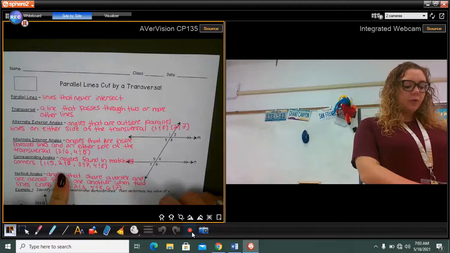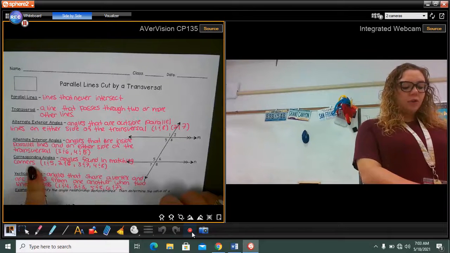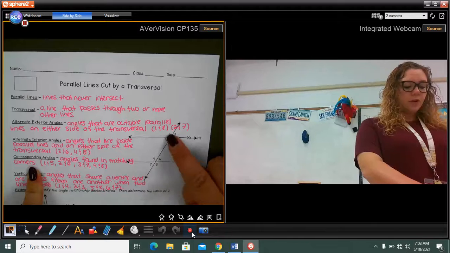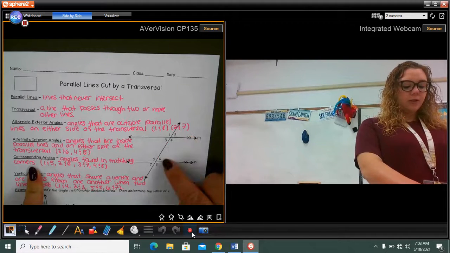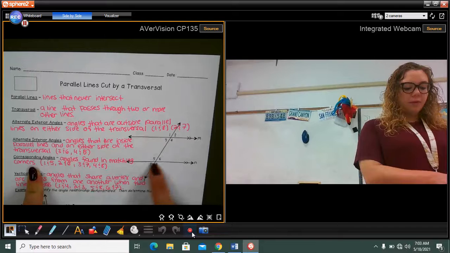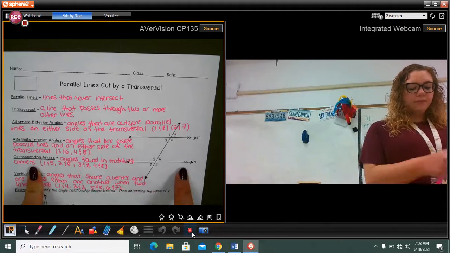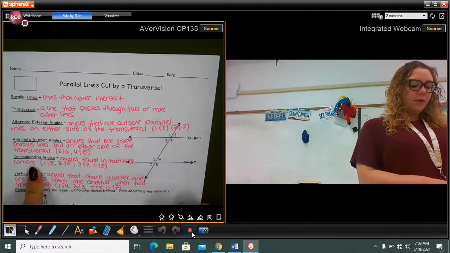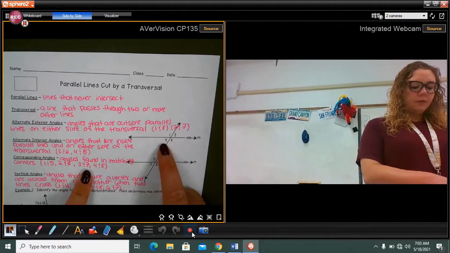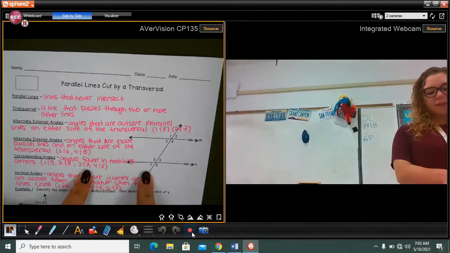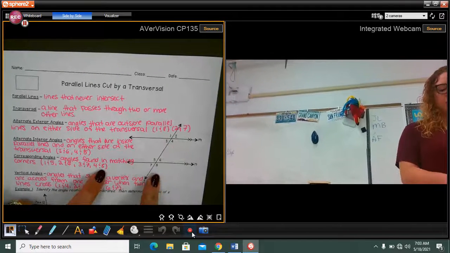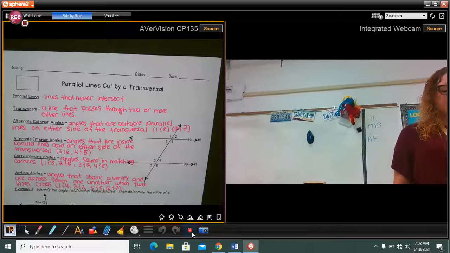Corresponding angles are found in matching corners. So this corner matches with this one, so those two will be congruent. 2 and 6 are congruent. They're both on top of their line, and they're in the same space. They're on the right side. 3 and 7, this time they're on the bottom of the left-hand side of the transversal. And then you have 4 and 8, which is on the right side.